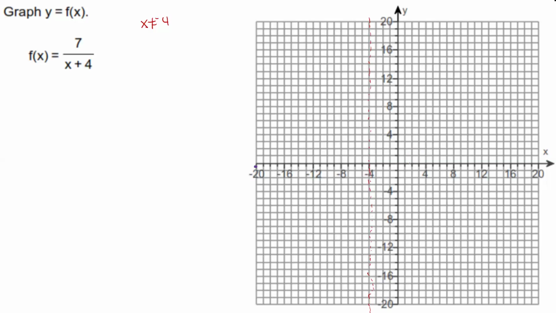Now, we can't have a negative 4, but how about a negative 5? Well, negative 5 plus 4 is going to give us negative 1, so that's going to be negative 7 at that point. So a negative 5 is going to be a negative 7. And the graph is going to look something like this. Again, I'm not going to plot more points because I can't draw straight lines anyway.